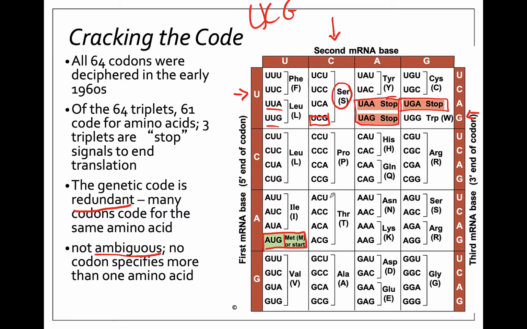There are no triplet codes that code for both arginine and leucine. Arginine has its own codes, leucine has its own codes. There's some redundancy because there's 4 here and 2 here that code for arginine. So there's 6 different ways to get arginine, but all of those 6 ways will specifically give you arginine and nothing else. So it is redundant, but not ambiguous.